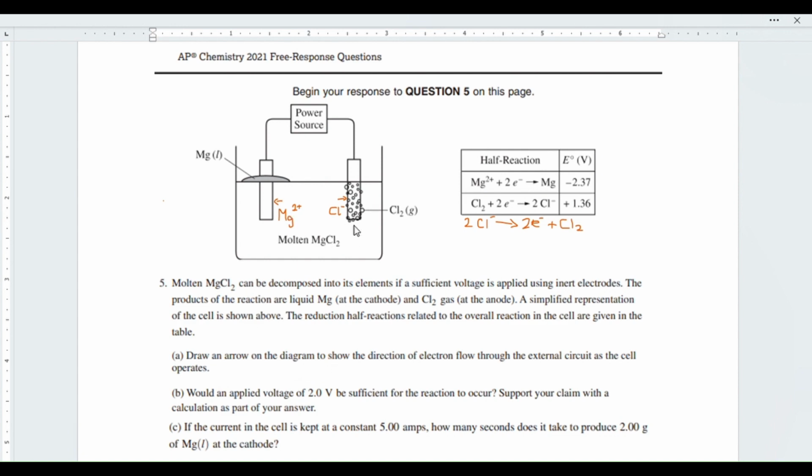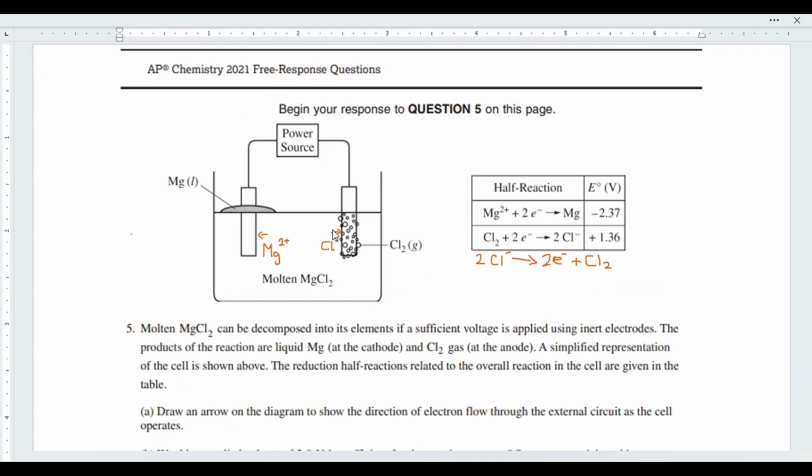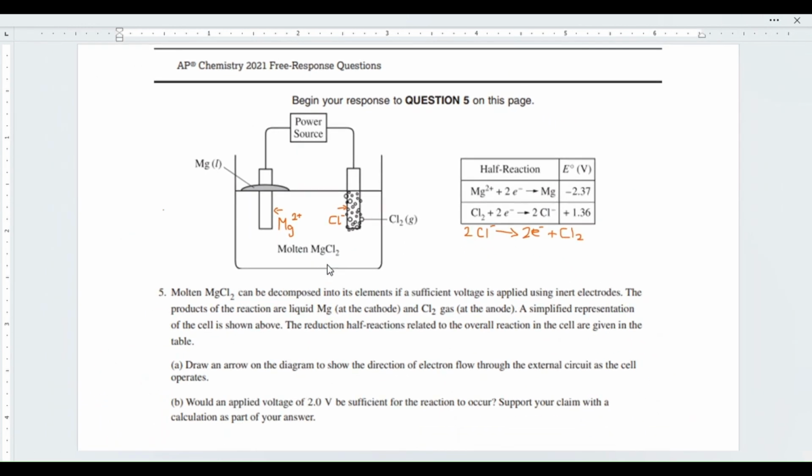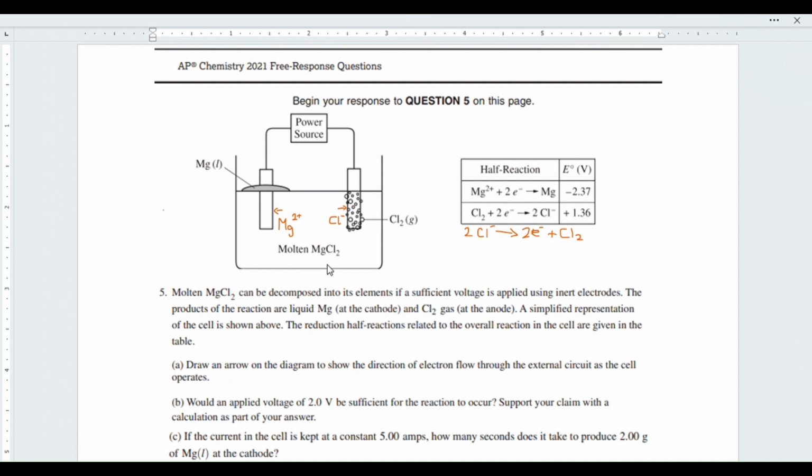Now this is molten MgCl2, which means there are two types of ions. First of all, there's the magnesium ion, and then there's the chloride ion over here. Now the chloride ion, since it's an anion, is attracted to the anode over here. This is the anode, and the magnesium ion is a cation. It's attracted to the cathode over here.